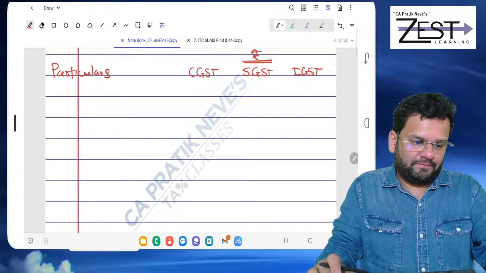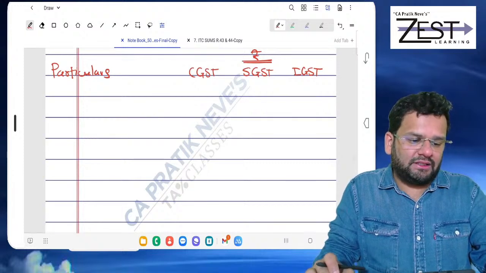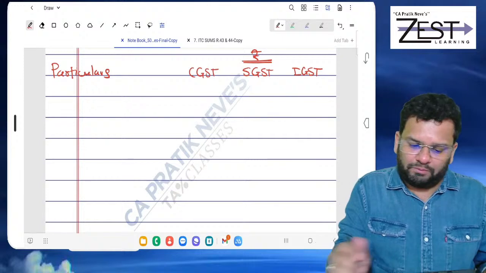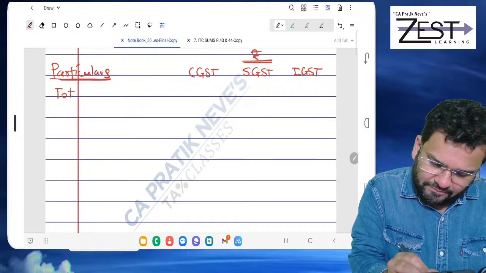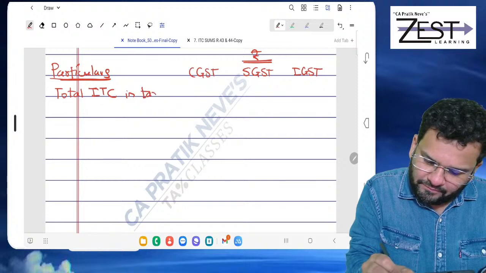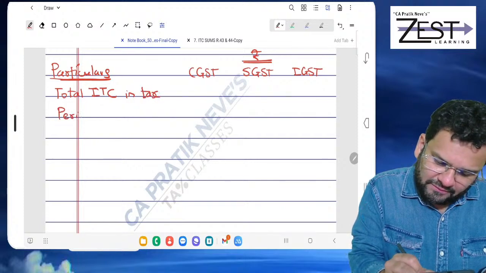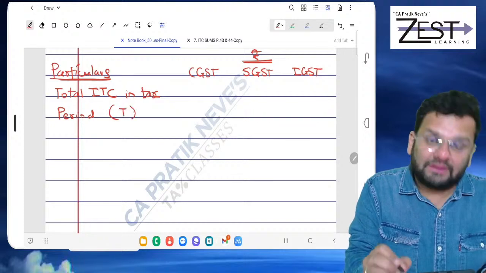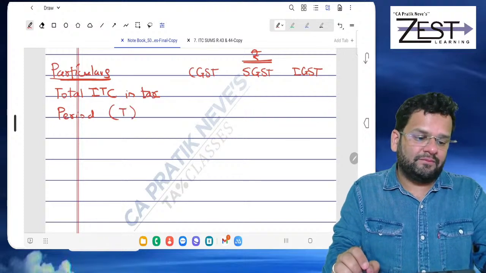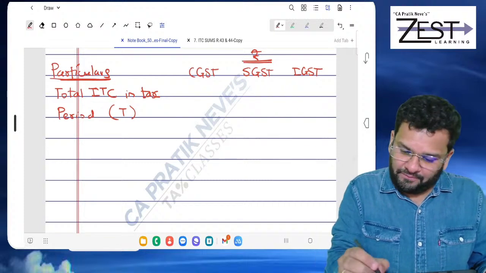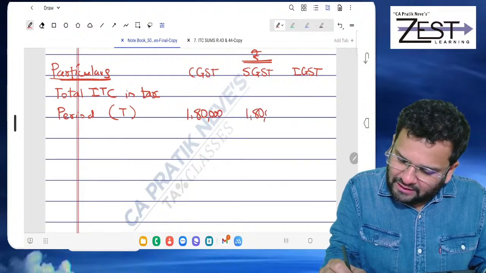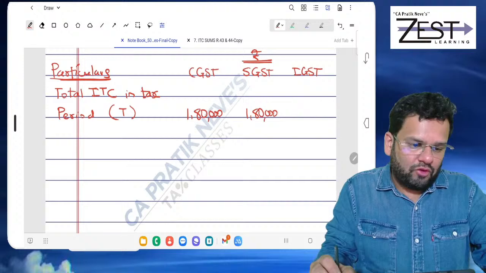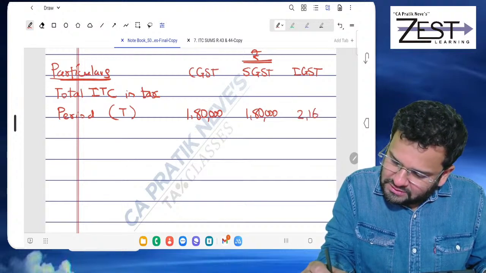Let us start. Total input tax in tax period. So please understand, total ITC in tax period is called as T. What it is called as? T. These notations are important. It is 1,80,000 for CGST, 1,80,000 for SGST, for IGST 2,16,000.